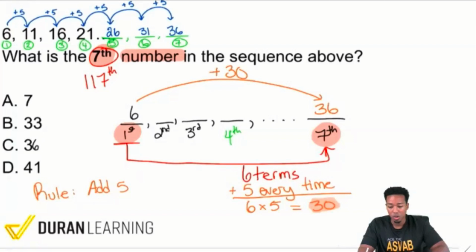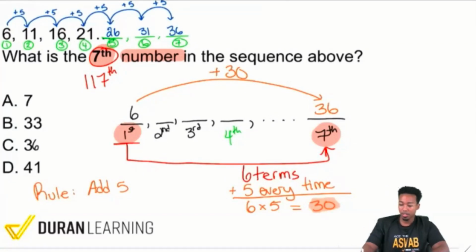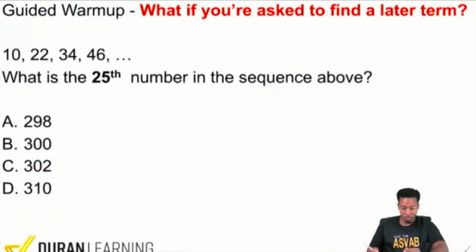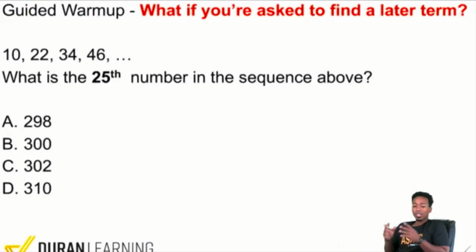Exactly. So let's go ahead here and let's take this next example. What if we have this one over here and it's saying, hey, what is the 25th number in the sequence above?